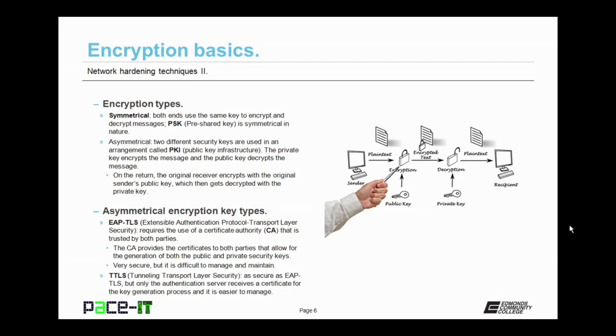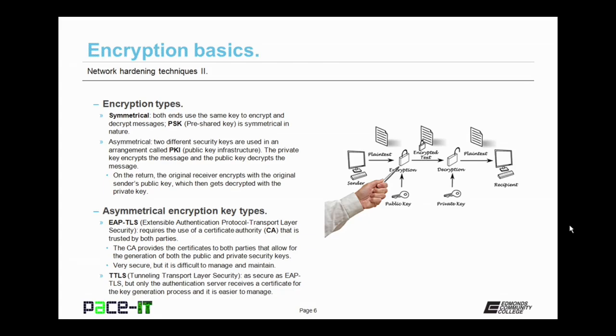So let's talk about those asymmetrical encryption keys. There are two main types of asymmetrical encryption keys. There is the EAP TLS type key, that's Extensible Authentication Protocol Transport Layer Security. It requires the use of a certificate authority, or CA, that is trusted by both parties. The CA provides the certificates to both parties that allow for the generation of both the public and private security keys. It's very secure, but it is also difficult to manage and maintain.